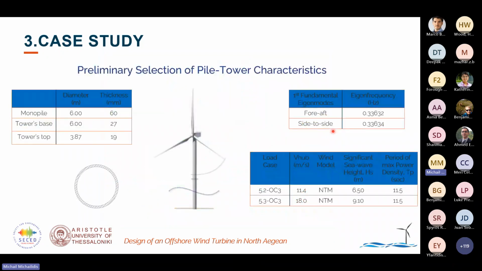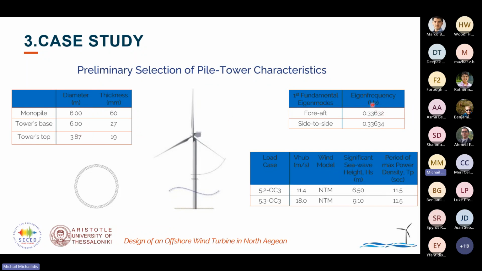To start the selection of our properties, we're running a preliminary selection of pile and tower characteristics, starting with a constant diameter of 6 meters for the monopile and 60 millimeters thickness, which get reduced in the tower based at 27, having the 6 meters in the transition piece, and in the tower top we have smaller values for both the diameter and the thickness.